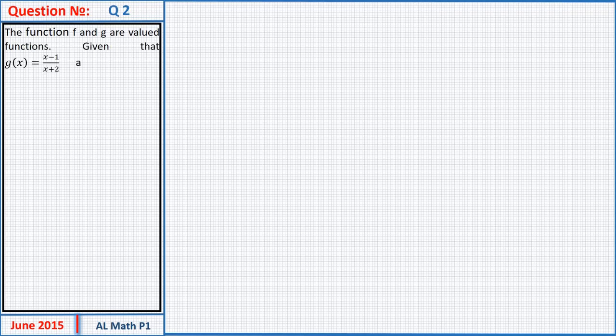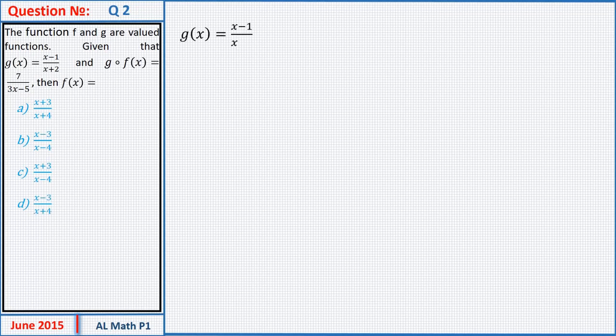Okay, question 2. Question 2 says the functions f and g are valid functions. Given that g of x equals this, and g composite f of x equals this, then f of x is, and they've given us the different answers. So here, they've given us g of x, and g composite f of x, and they're asking us to find f of x.